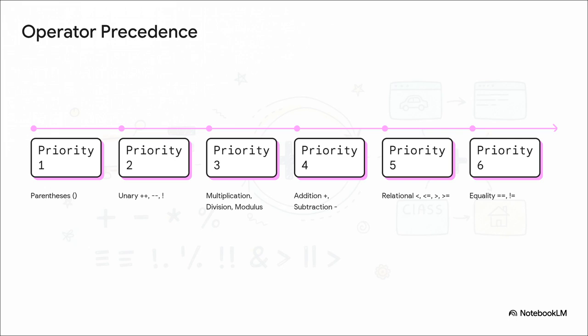Then priorities 5 and 6 are our relational decision makers. Without these strict rules of the road hierarchy, Java frankly wouldn't know how to reliably perform calculations, and our entire software factory would just grind to a halt.